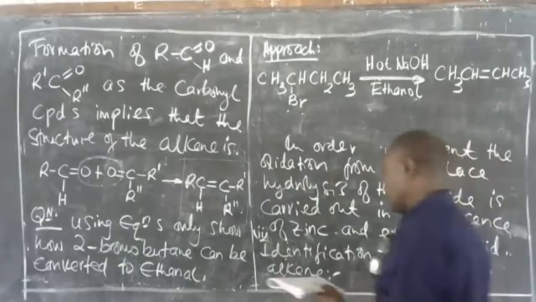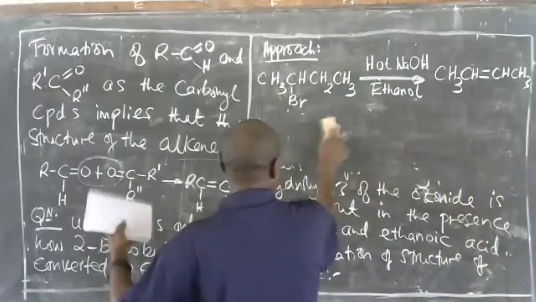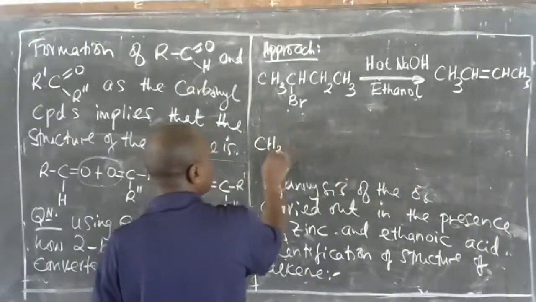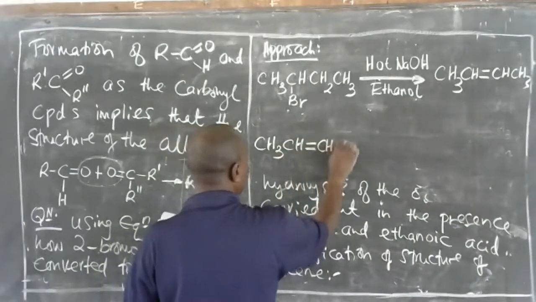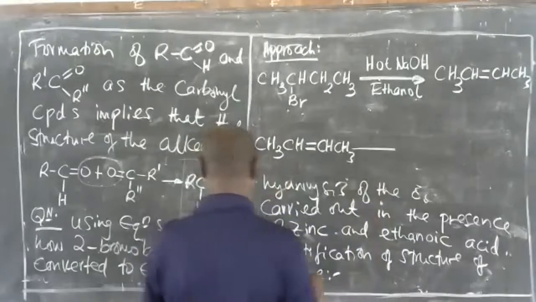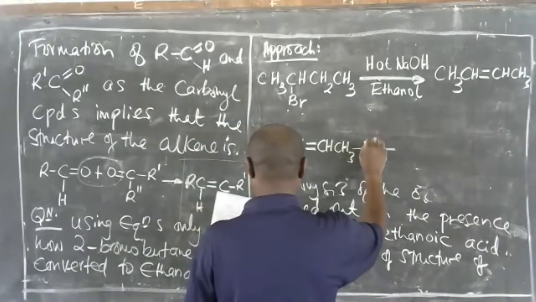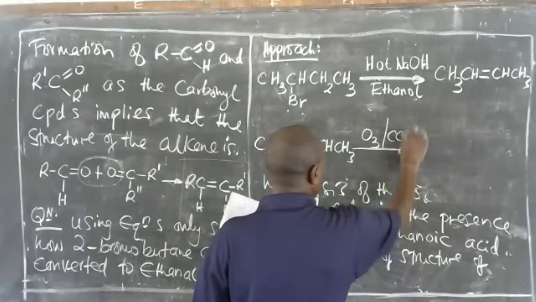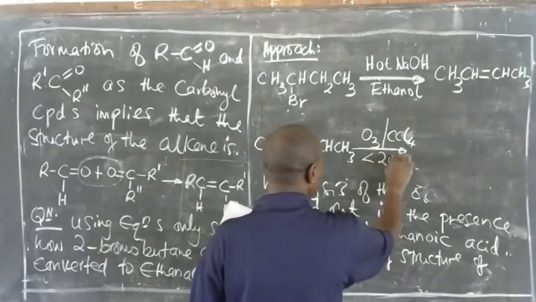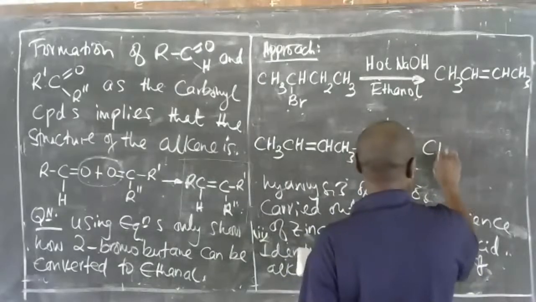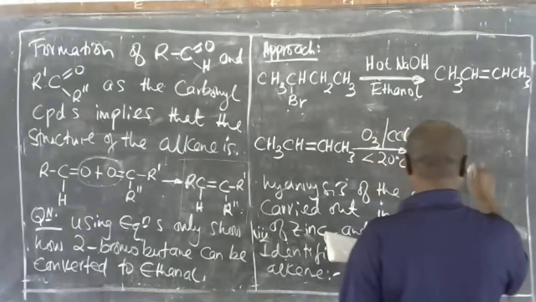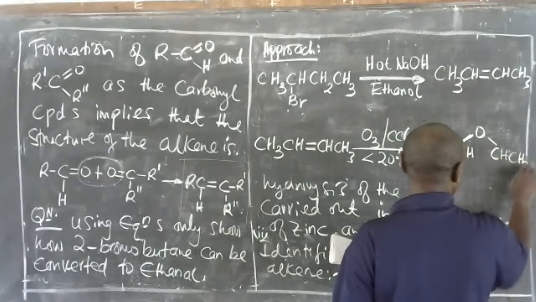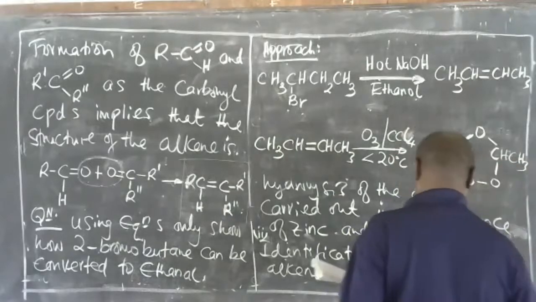Then after that one, we can now have CH3 CH double bond CH CH3 in the presence of ozone, carbon tetrachloride, less than 20 degrees centigrade. You get the ozonide.